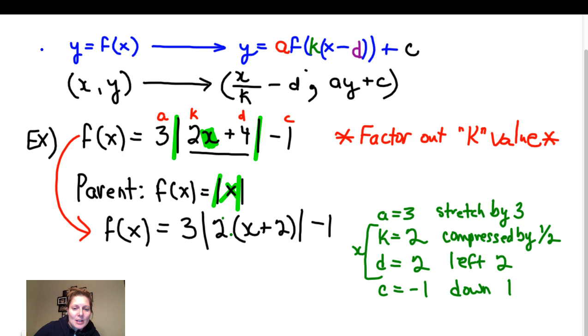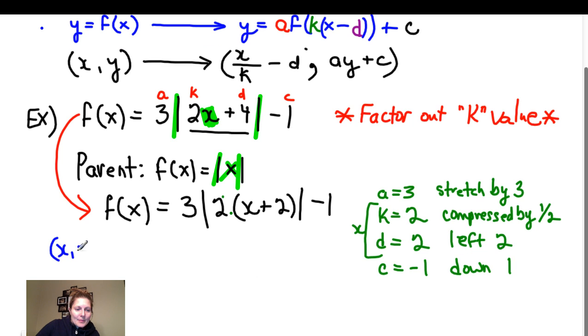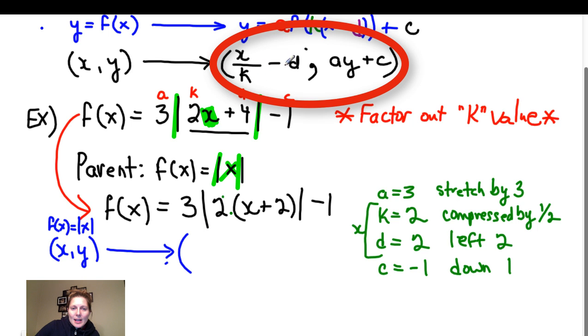The next thing we have to do is we have to set up our mapping notation. And I'm going to set up all of my original x, y values, and these come from the parent function. F at x is equal to the absolute value of x. And I want to see what they're going to become when I put on all these different transformations. So it's like reading in code. And if you remember, mapping notation is always in the form x divided by k minus d, ay plus c.